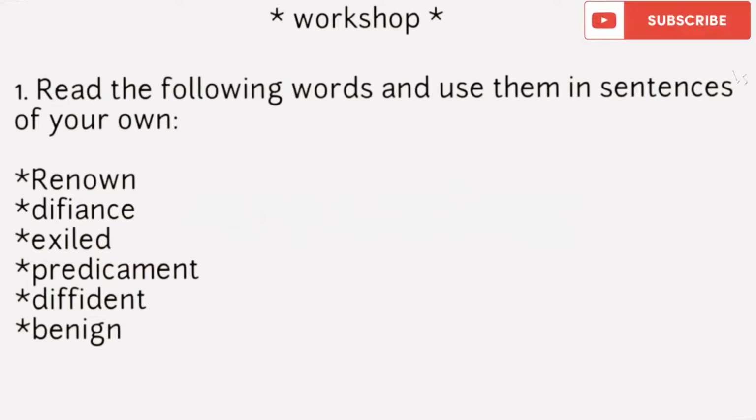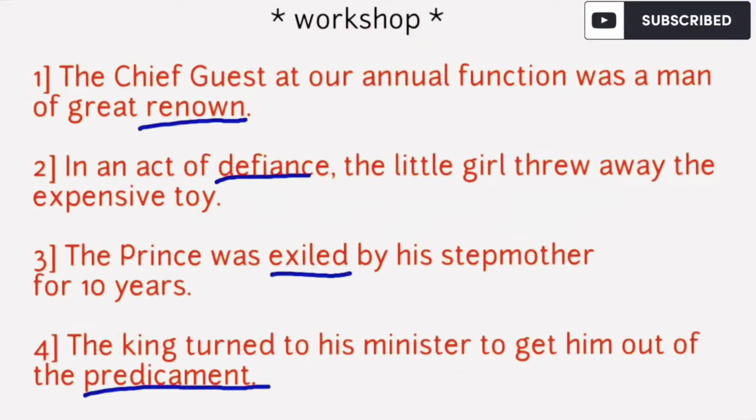Next is, read the following words and use them in sentences of your own, that is renown, defense, exile, predicament, diffident, and benign. The chief guest at our annual function was a man of great renown. In an act of defense, the little girl threw away the expensive toy. The prince was exiled by his stepmother for 10 years. The king turned to his minister to get him out of the predicament.